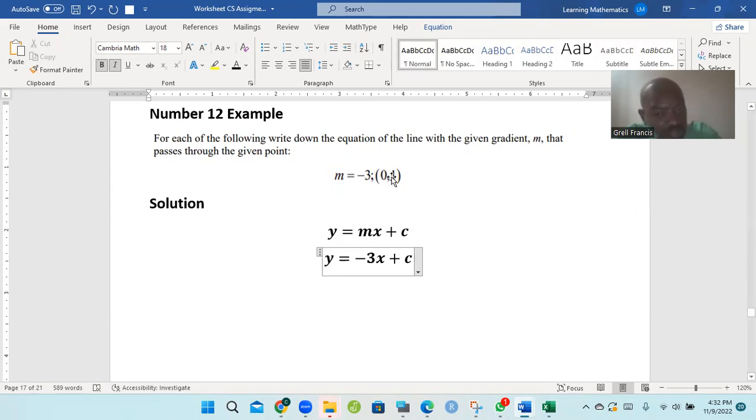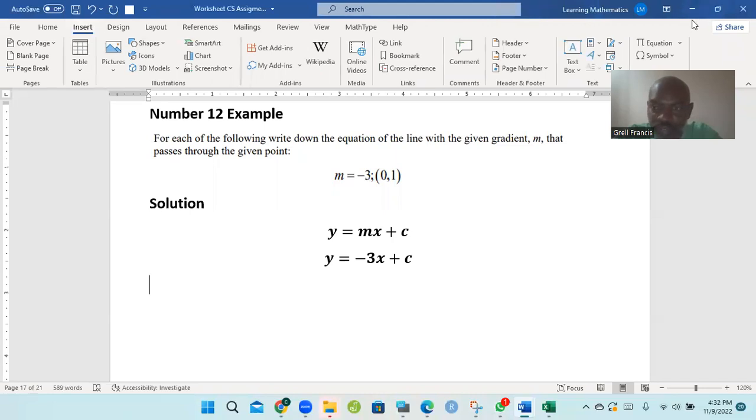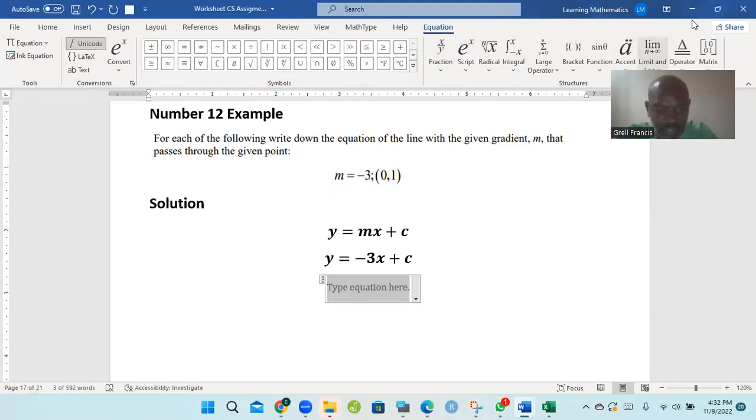Now we have a point, so we can do that. We know for sure in a point, x comes first and y comes after. So a point is such that you have x, comma, y. So therefore, this leads us to conclude that in (0, 1), x is equal to 0, because 0 came first, and y must be equal to 1.